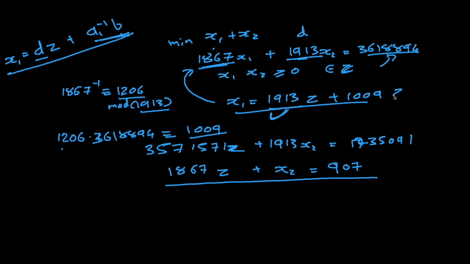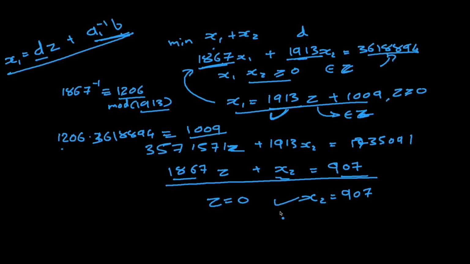So here also we can say that z is greater than or equal to 0, and z is also an integer, right? So now if z equals 1, this is never going to satisfy, because this is bigger than 907 and x2 is non-negative. So z has to be equal to 0. Any positive number for z will just violate this equation. So z is equal to 0, and then x2 equals 907, and yeah, that's it.